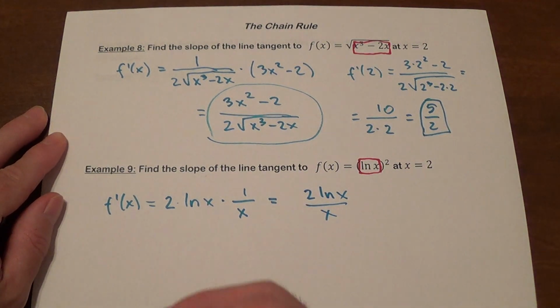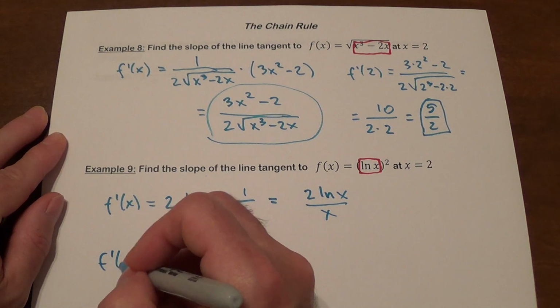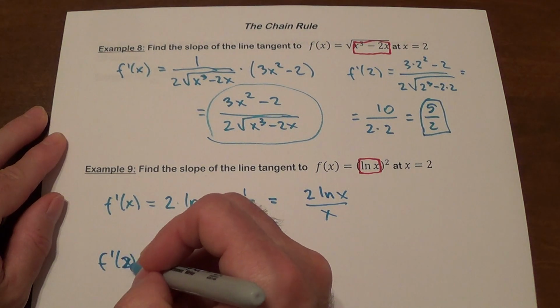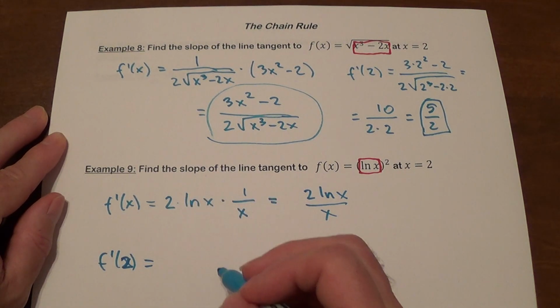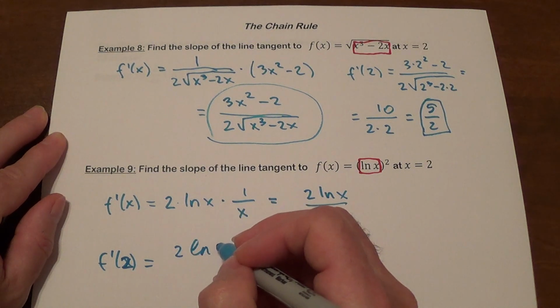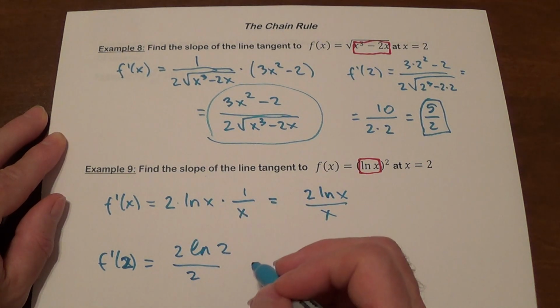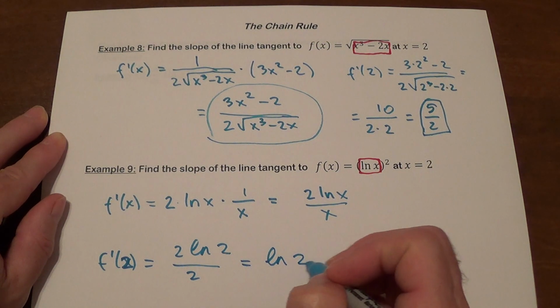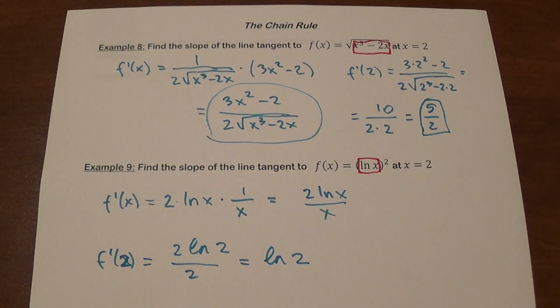To find the slope of the tangent line, you find f prime of 2, and that's going to be 2 ln 2 divided by 2, and we can simplify that, which is going to be ln 2. It's an irrational number, but it's a number.